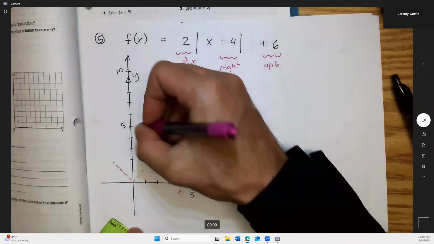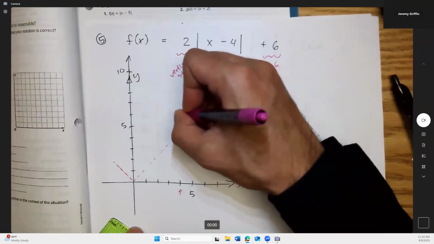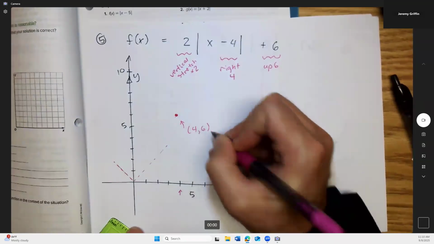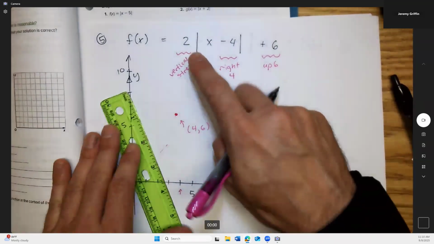I need to go up 6. That's right here. Here's the point 4, comma 6. I'm following the vertex. So I think my new vertex is going to be at 4, comma 6. After that, I have the V shape, except it's also stretched by a factor of 2.